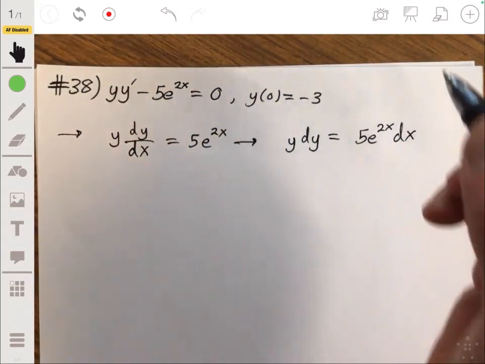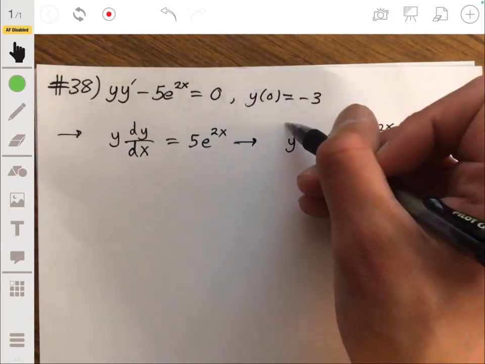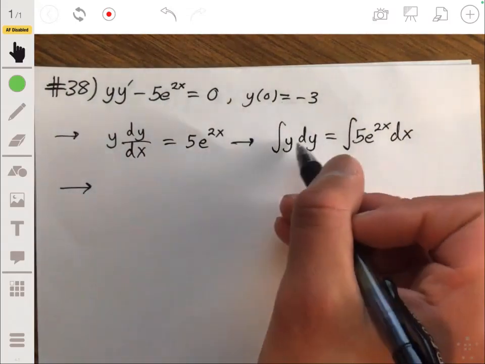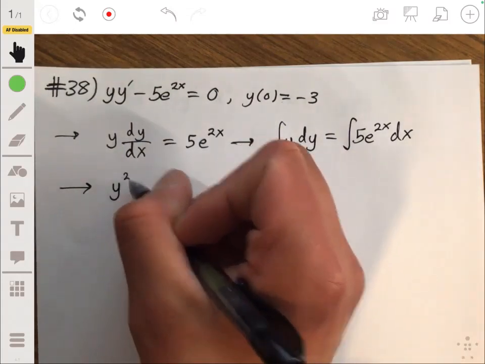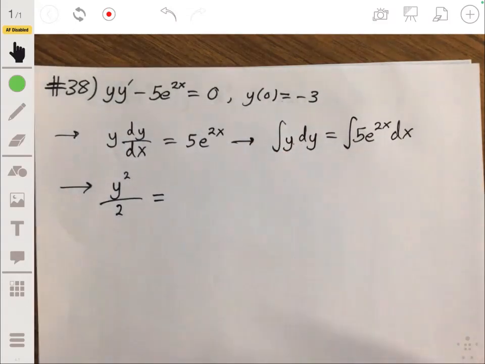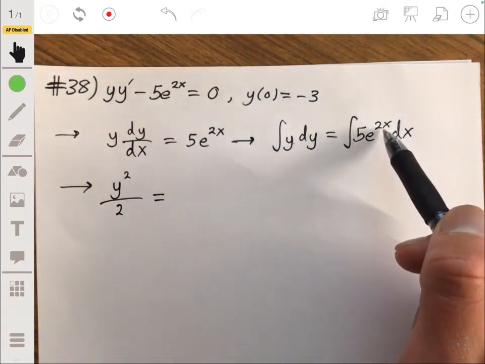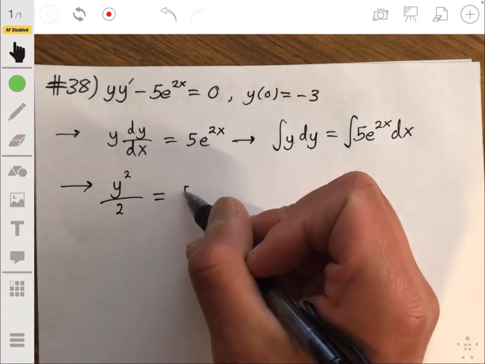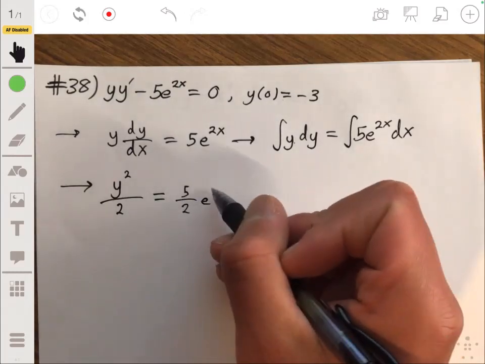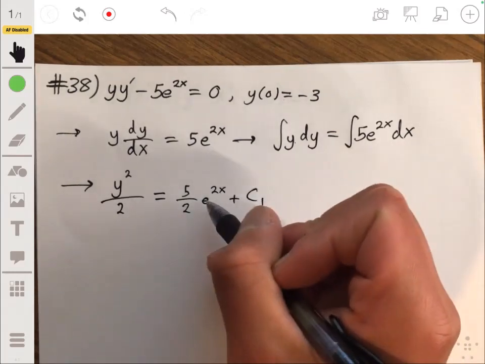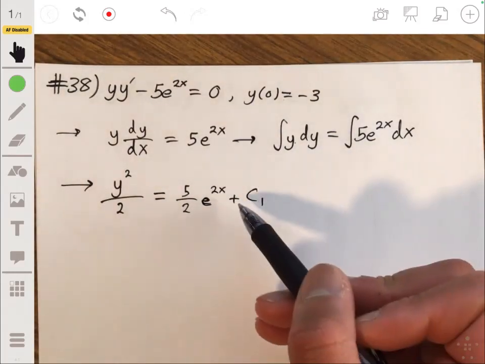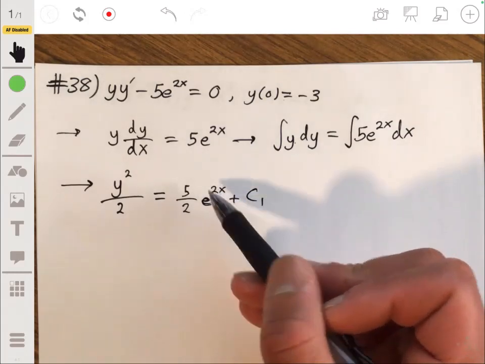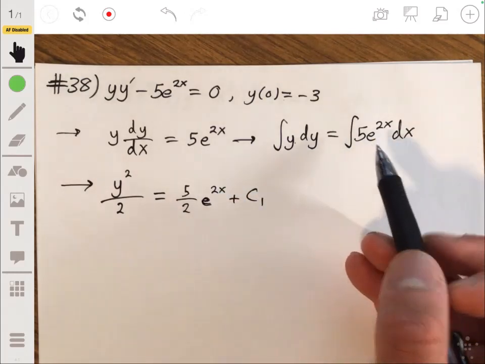Now that the variables are separated, we can integrate. Integrating the left will just be y squared over 2. The right side, this isn't too bad of an integral. Remember that you just have to divide instead of multiply by the coefficient of x here. So then this will just be 5 over 2 times e to the 2x plus c1. And you can always check if your solution is correct at this point by just taking the derivative of this and seeing if you get that.